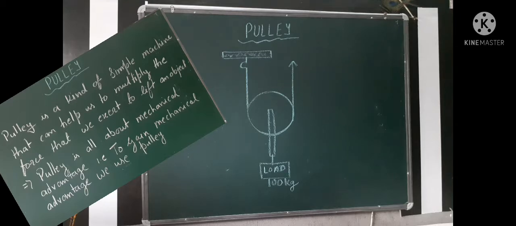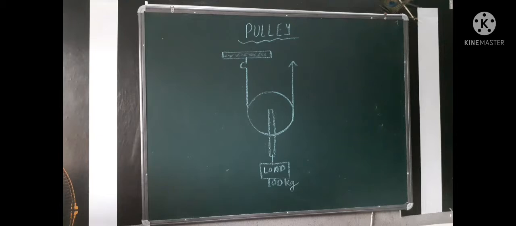It is a kind of simple machine that can help us to multiply the force that we exert to lift an object. If there is any heavy object and you can't lift it directly, at that place you can use a pulley or a combination of pulleys, so that you have to apply only a little effort to lift that heavy object. Okay children, a few more things if you want to note down: pulley is all about mechanical advantage.